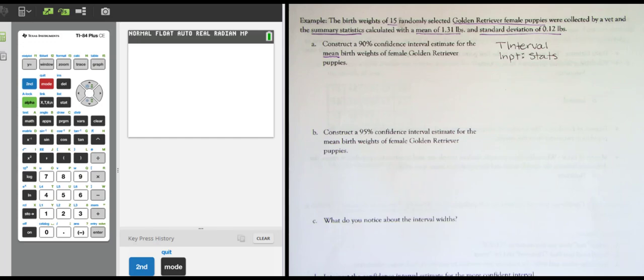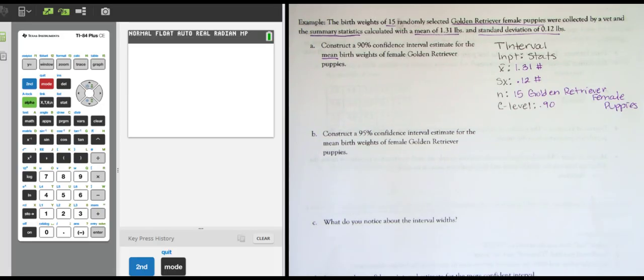Since we're working with a mean, we're going to use the t-interval, and we're given summary statistics, so our input is going to be the stats. Remember that when you identify the summary statistics, you need to include units as well as writing your confidence level as a decimal. To find the t-interval, you're going to hit stat and then move over to tests.